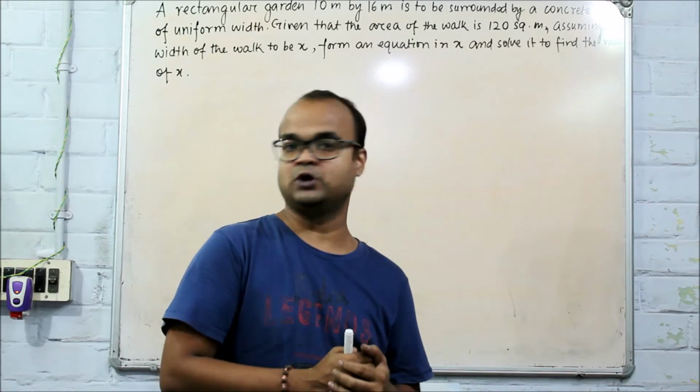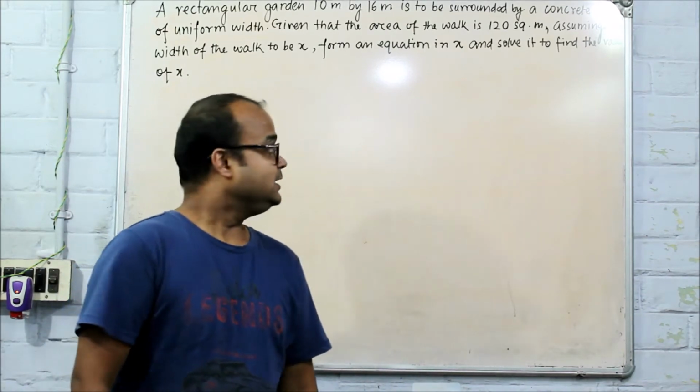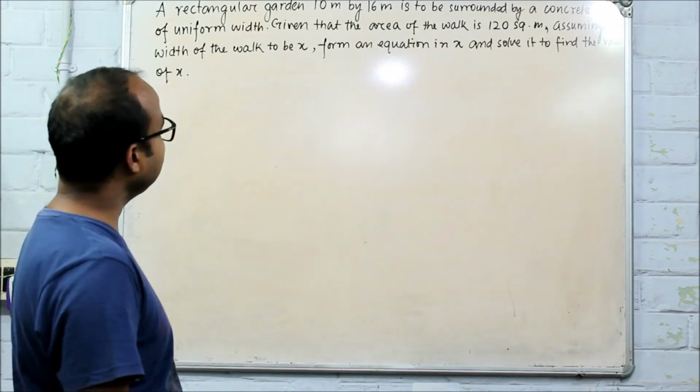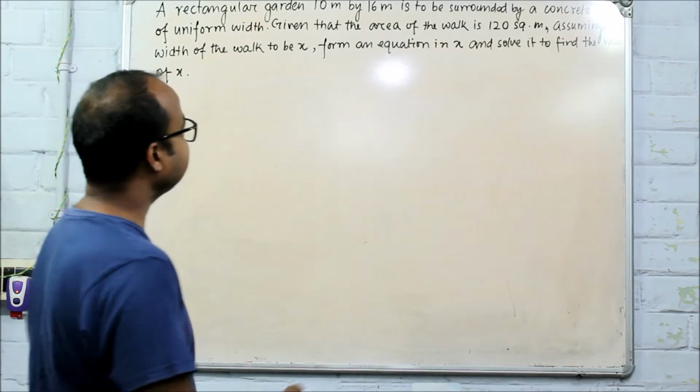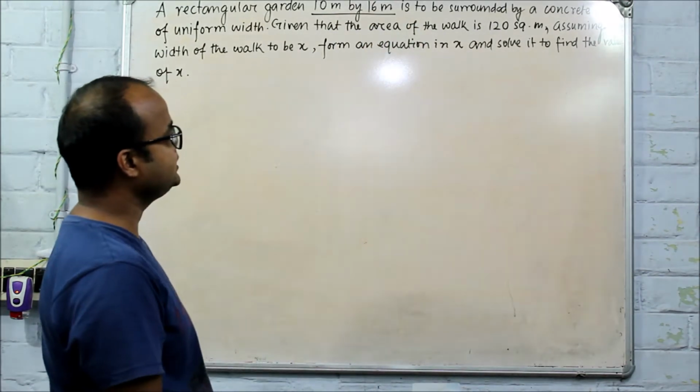Now let us move into the next kind of problem that we are going to face in word problems, which is based on geometry. Let us discuss this problem. A rectangular garden 10 meter by 16 meter.